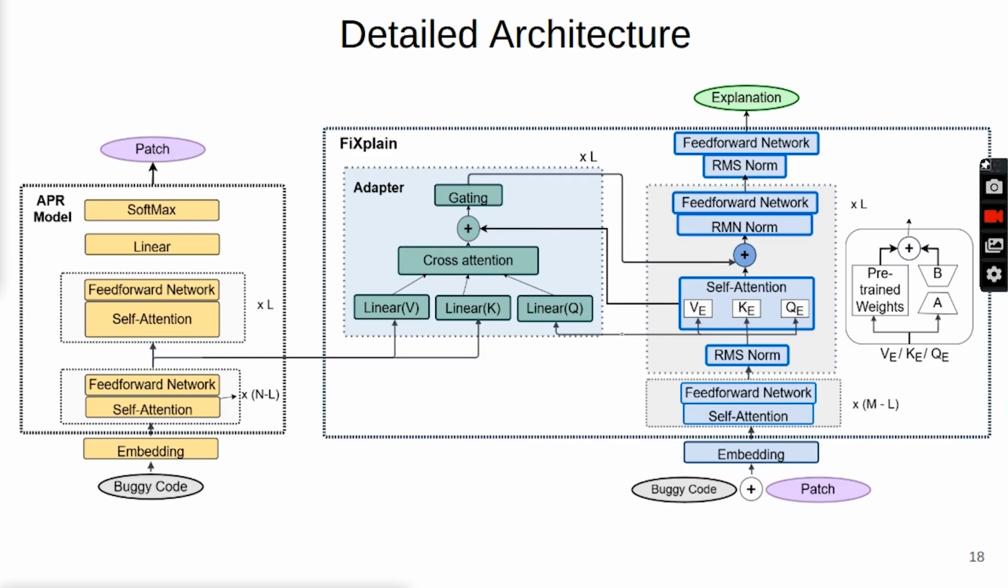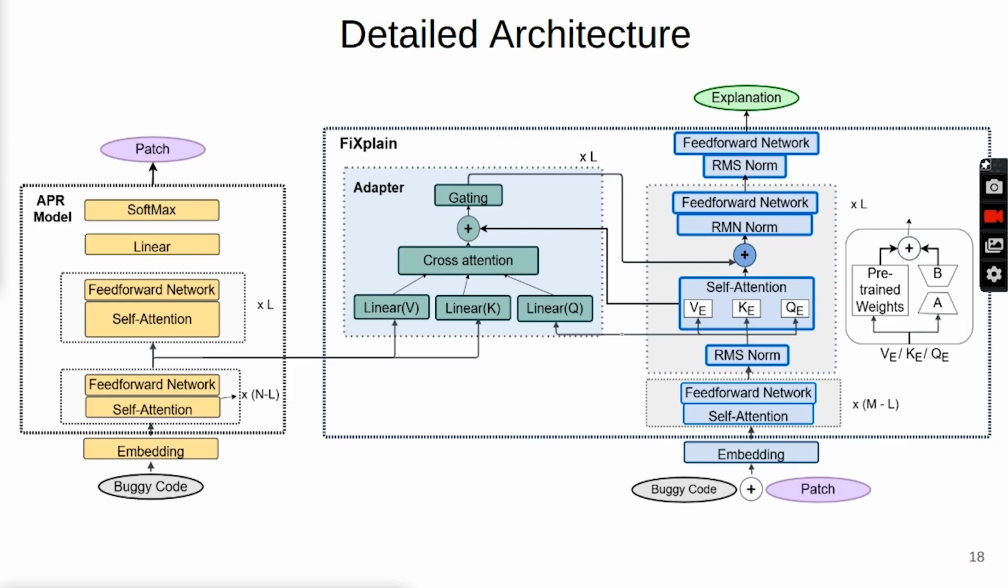During this patch generation process, as the buggy code flows through the model, it produces rich internal representations at each layer. What we do is extract the self-attention input vectors from the last L layers of the APR model. These vectors capture important contextual and structural information about the code. We then inject these intermediate code-rich embeddings into the explanation generation pipeline on the right side.